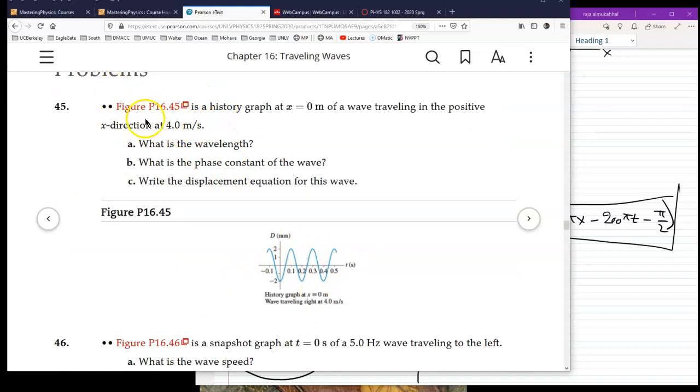It says figure 45 right there is a history graph at x equals 0 of a wave traveling in the positive x direction. So it's going in this direction, okay? What is the wavelength? Well, that's easy. We can just measure the distance between two crests or two troughs, right? What is the phase constant? Okay, so we're going to find phi naught. Again, you find it by applying boundary condition or initial condition. And then he said write a displacement equation, which is basically the wave equation of that. Okay, let's do that. So maybe I should draw that.